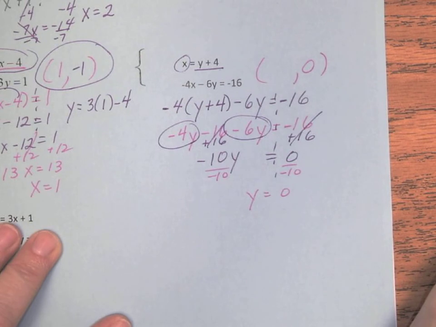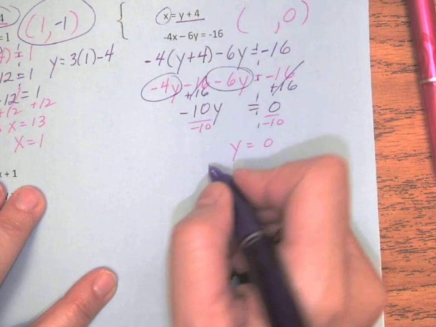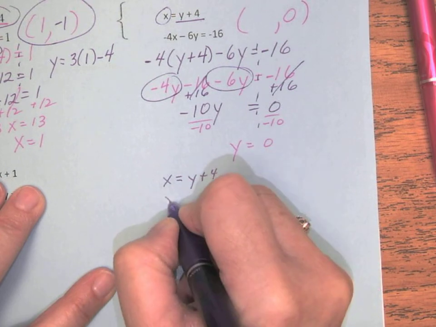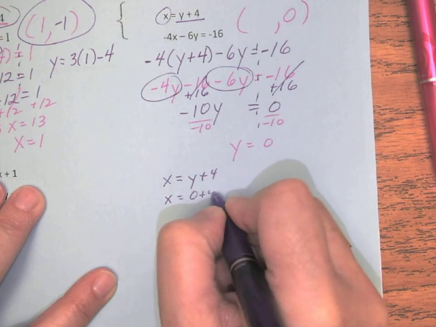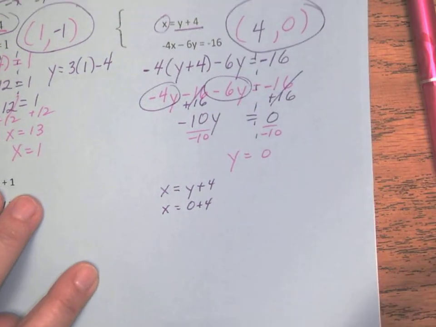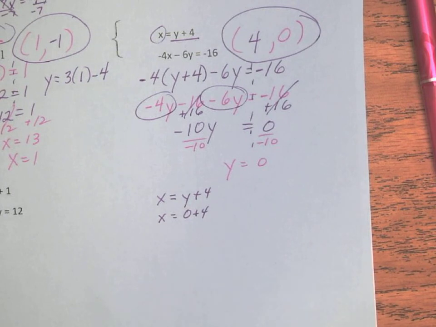Now I need to substitute and find x. Well, it makes sense to do this first one. X equals y plus 4, but y is 0. So isn't x 4? There's your solution, 4, 0. So I'm going to stop there. Those are just some examples of substitution. That's what we're doing today. We're solving by substitution instead of graphing.